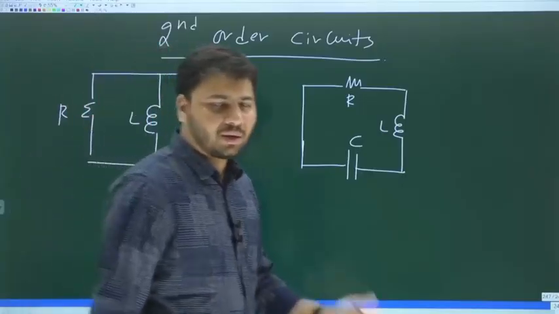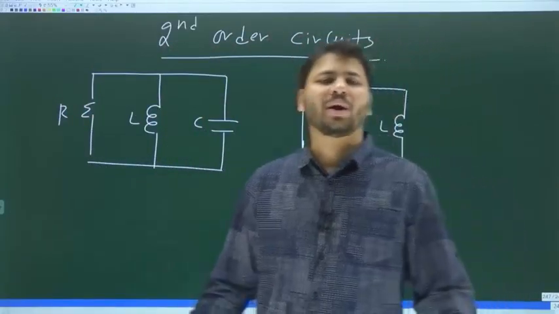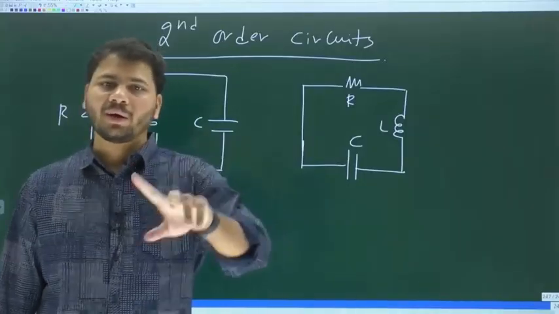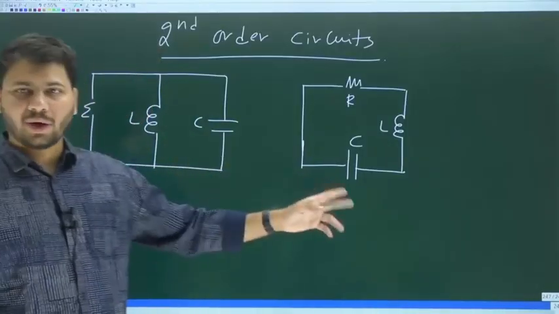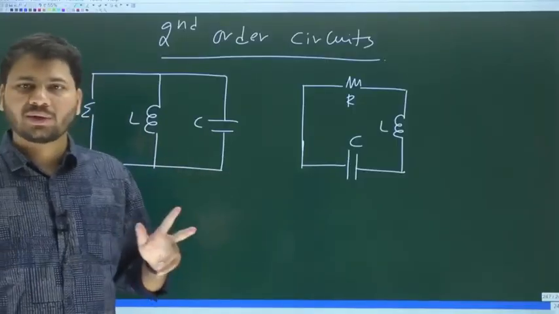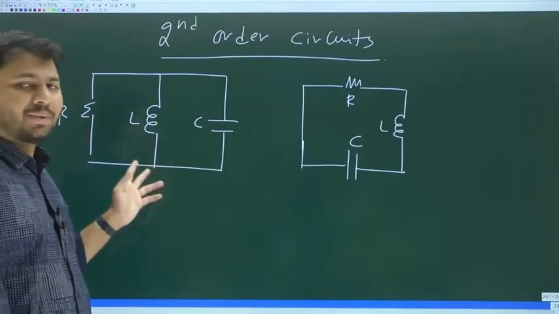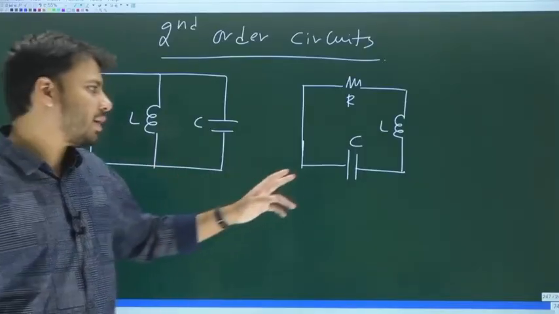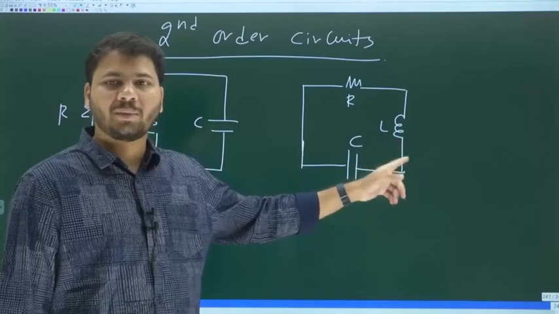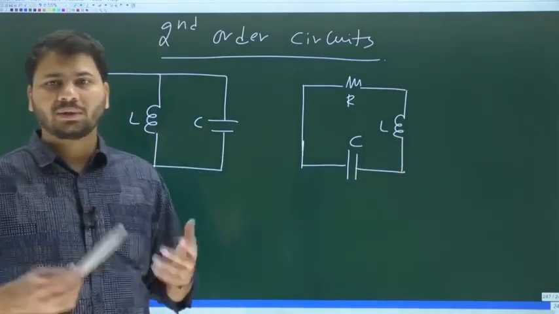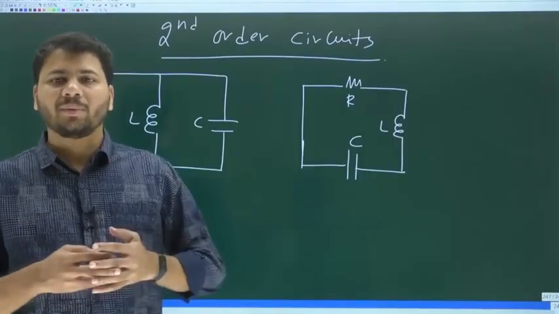But in general, if any circuit contains what? Two energy storage elements, it need not always be one inductor and one capacitor. In these two networks, the two energy storage elements are not the same type of element. One is what? Inductor, the other one is what? Capacitor. Here also one energy storage element is what? Inductor, another energy storage element is what? Capacitor.